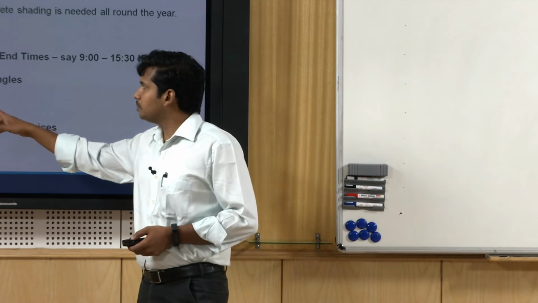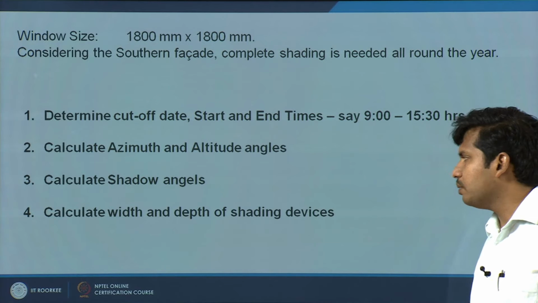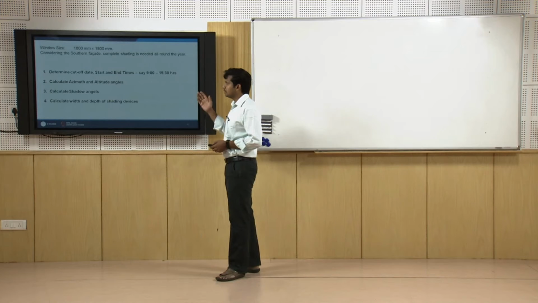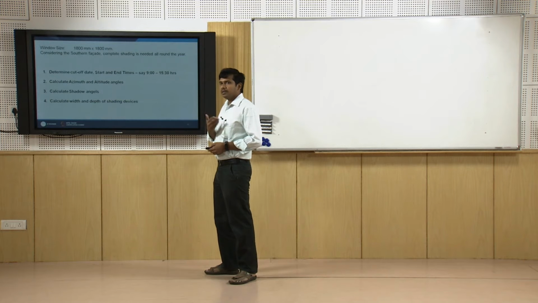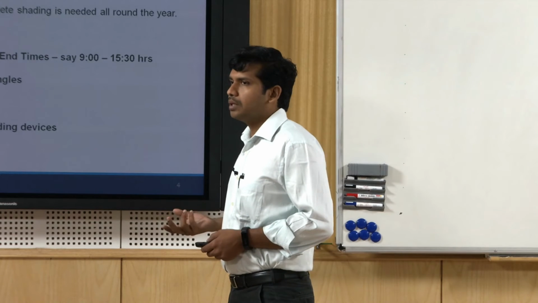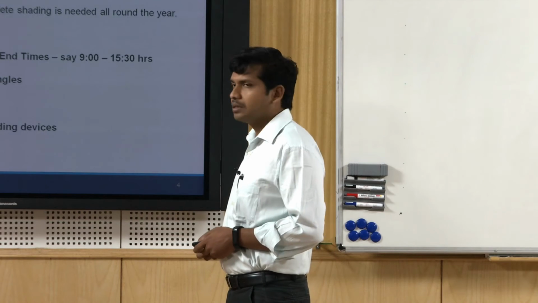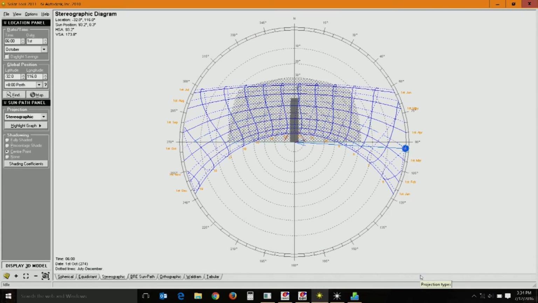Then we calculate azimuth and altitude angle, calculate the shadow angle, and then calculate the width and depth of the shading devices. The same 4 steps will be applied in the software tool as well, but it gives you more hands-on numbers rather than letting you do the graphic or theoretical calculations yourself. We will move on to the tool now. I will take you through a demonstration of a software tool using which you can easily design a shading system or assess the performance of a shading system.